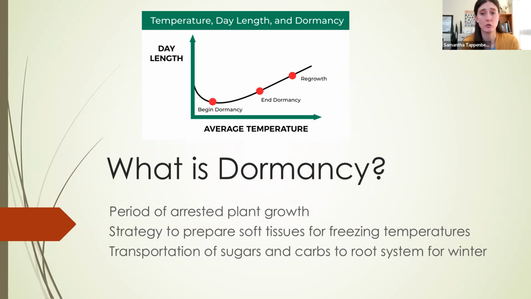So at the beginning of the dormancy process, plants are moving sugars and carbohydrates, those products that they created from photosynthesis, from the leaves, the solar panels, down to the roots to nourish the plant and get ready for the winter months so it can survive those harsh conditions.